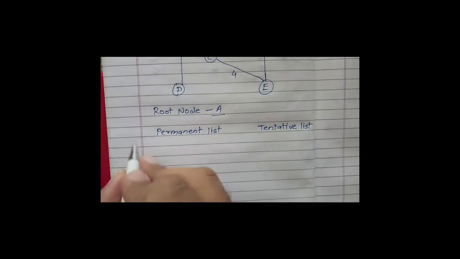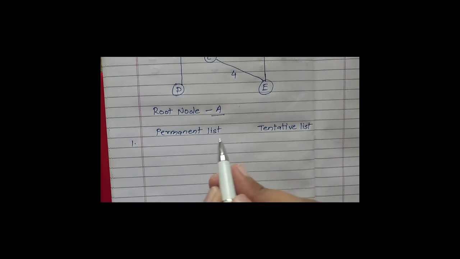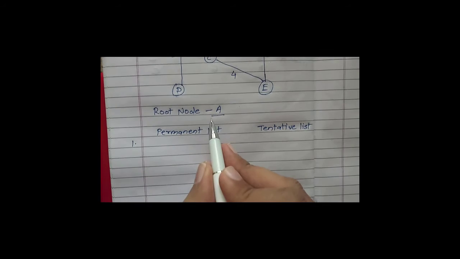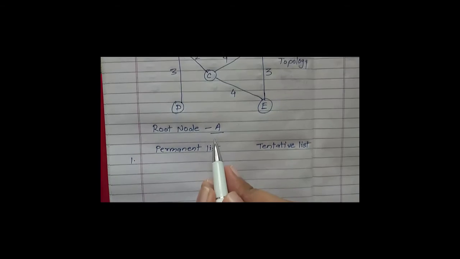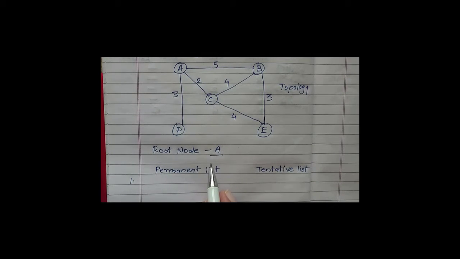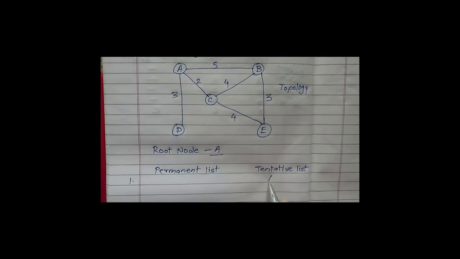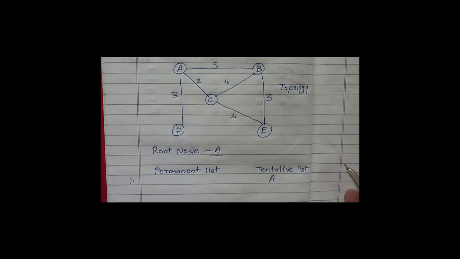So step number 1 is to set the root node. In this case, I am considering root node as A and moving that A to the tentative list. Along with the name of the node, I have to also move the cost associated to reach that particular node from the root node. So to reach A from A itself, the cost associated will obviously be 0.